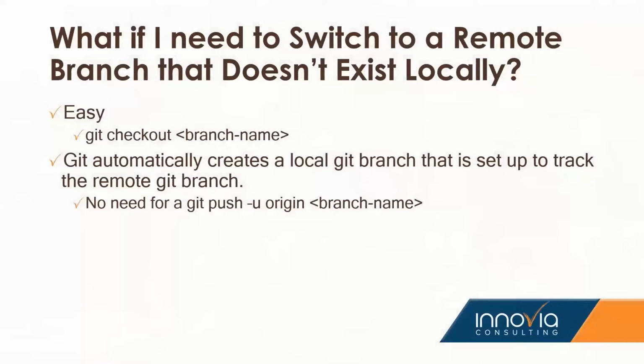And also, what if I need to switch to a remote branch that doesn't exist locally? Maybe you're taking over work from another developer, and they have a git branch. They published it to the remote repository, but you haven't yet. You can just do a simple git checkout and then whatever their branch name. Git's pretty cool. It'll automatically track that remote branch as long as you specify the same name, and you won't need to do a git push -u to set the upstream. So that's pretty neat. Git will handle that for you.